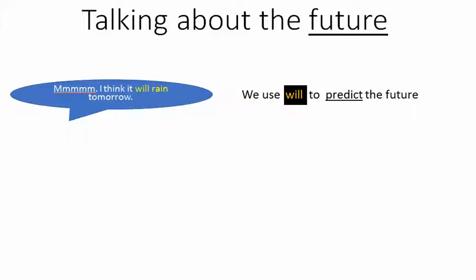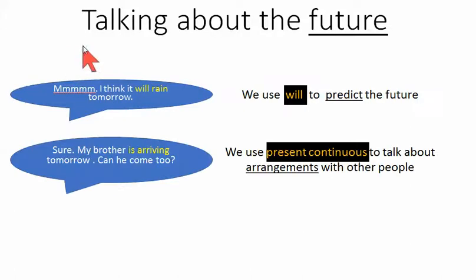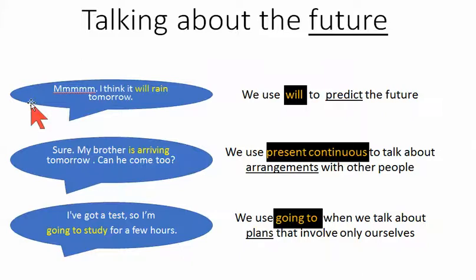Now this is a future tense that most people are familiar with, but actually in English we have different tenses that we use to talk about the future, not just the future simple. For example, sometimes we use the present continuous tense. My brother is arriving tomorrow. And sometimes we use going to. I'm going to study for a few hours.